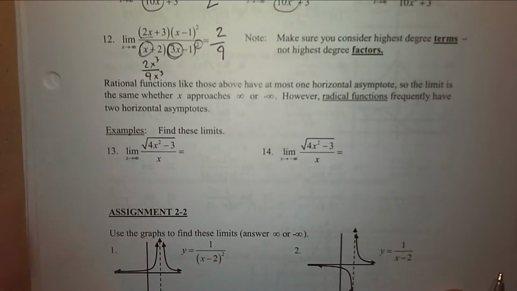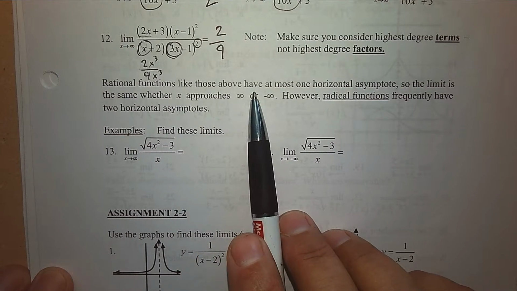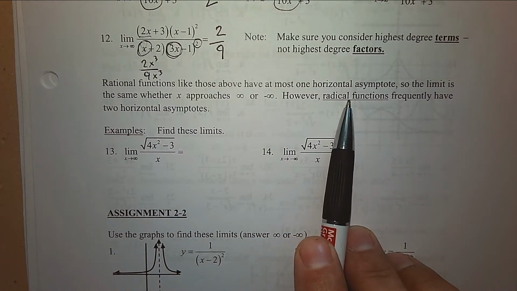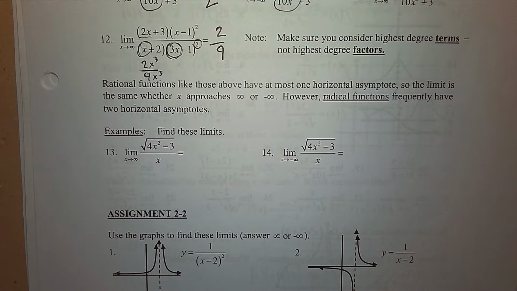Number 13. It says, rational functions like those have at most one horizontal asymptote. Here are examples that have 2 horizontal asymptotes. Isn't that crazy? Can I tell you why there's 2? Because when you solve a quadratic, the answer could be positive or negative.